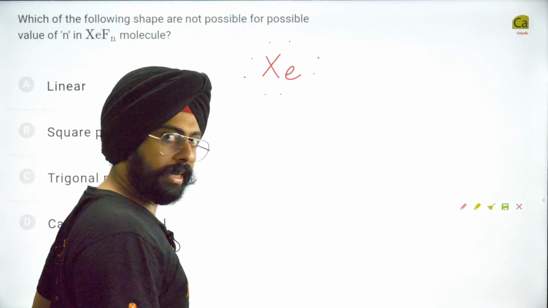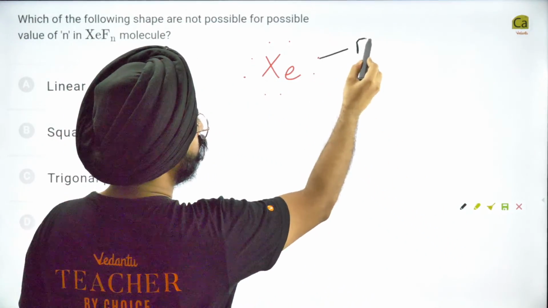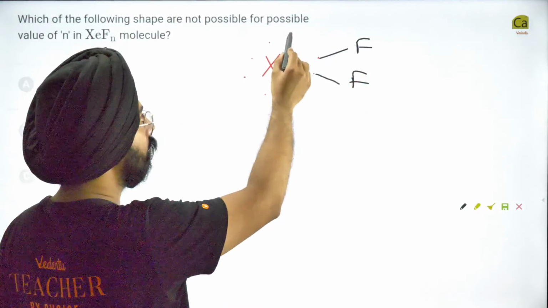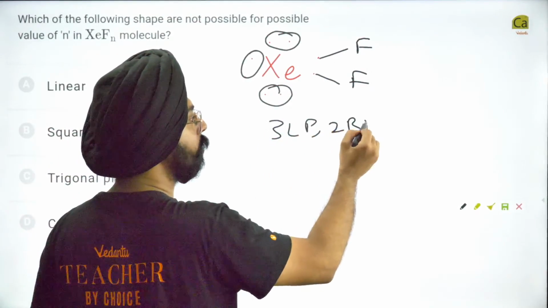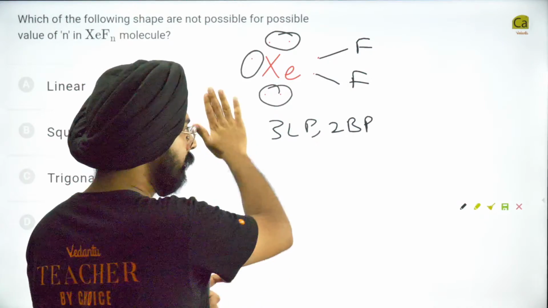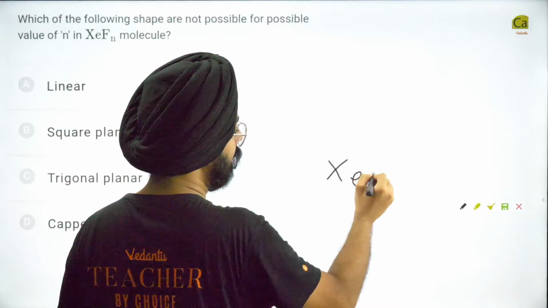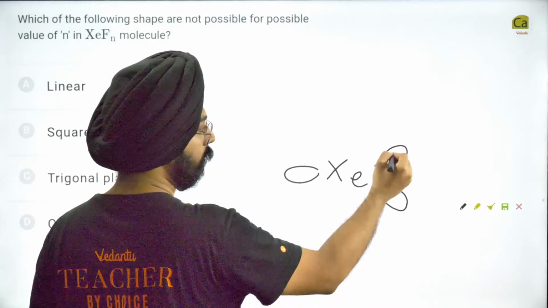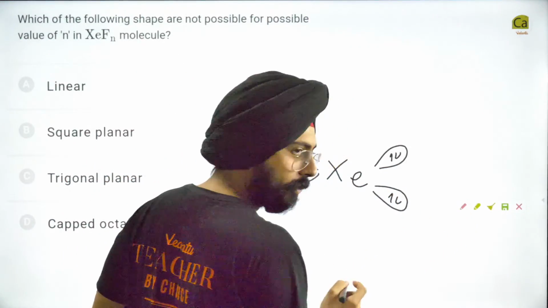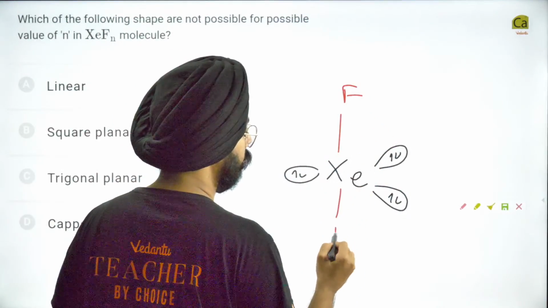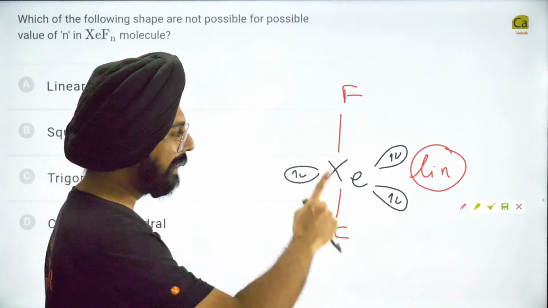Xenon has 8 valence electrons in its non-bonded state. Now we are adding it to 2 fluorines. So put 1 fluorine over here, 1 fluorine over here. So what is the structure now? 1, 2, 3: 3 lone pairs, 2 bond pairs. How do we arrange this 3 lone pair, 2 bond pair structure? Lone pair, lone pair, lone pair, and you have 2 bond pairs as well. So 1 bond pair on the top, 1 bond pair on the bottom. This is a linear shape, trigonal bipyramidal geometry, linear shape.